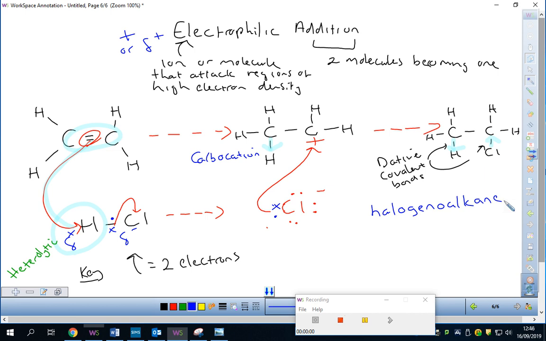Rewind the video if you like, and try drawing this mechanism for yourself.